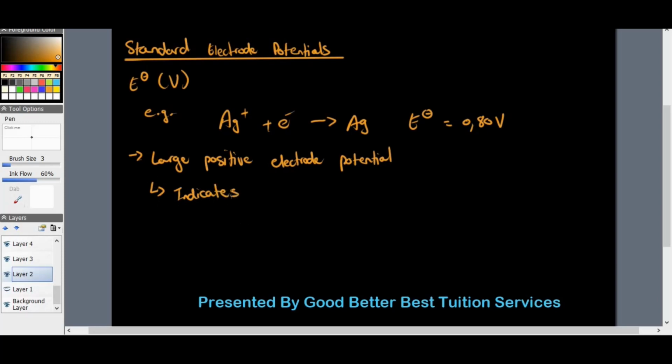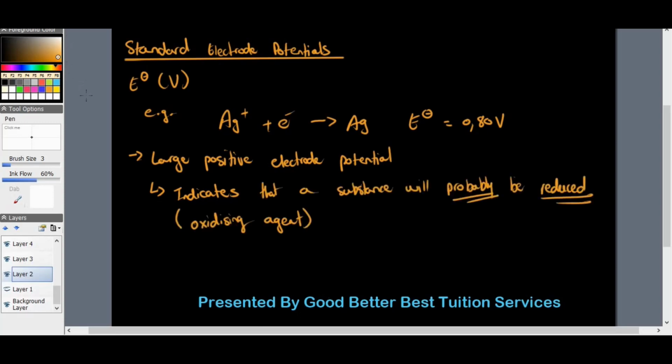A large positive electrode potential indicates that a substance will probably be oxidized. Sorry guys, that's incorrect of me. Let me correct myself. A large positive electrode potential indicates that a substance will probably be reduced, meaning that it is a stronger oxidizing agent. I do apologize for that misquote. That's if we see a fairly large positive value.